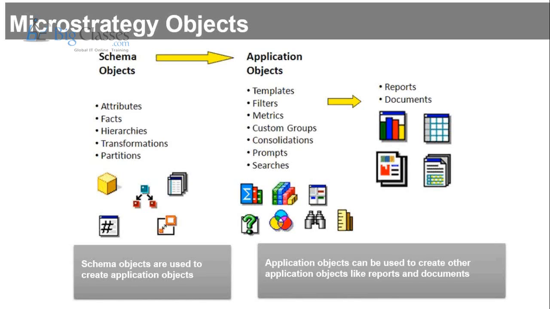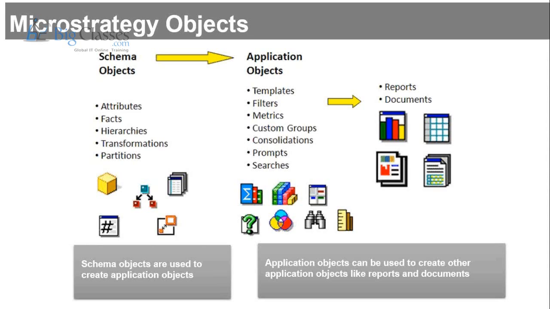The schema objects are the objects that are directly pointing to a specific database table and column. So you have a list of tables in your data warehouse, and on top of that you create your objects in MicroStrategy. So let's say an attribute. An attribute is a schema object which is pointing to a specific table and a specific column. They are objects in MicroStrategy which directly point to a specific table and a column.